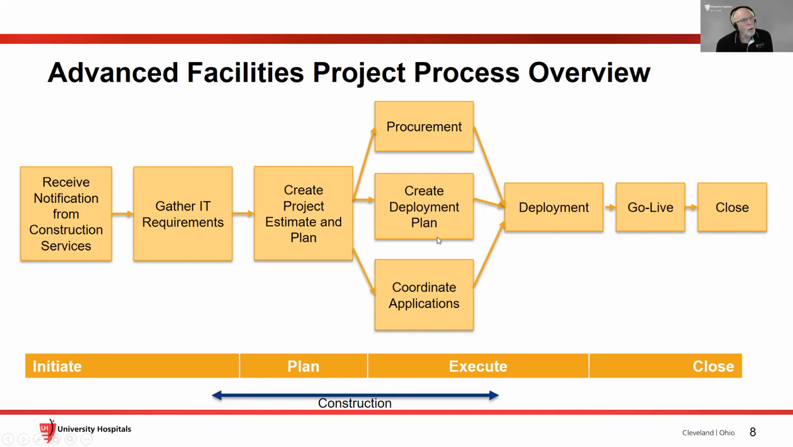We create a deployment plan so we know where every piece of IT equipment is going, on what desk it's going to land, where the cable outlets are going to be for the network, where the wireless access points are going. Everything has to go onto a plan so that we can get ready for when the facility is ready. We can get in there and do our thing.